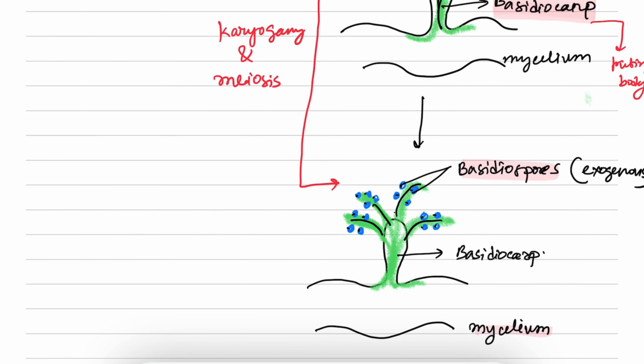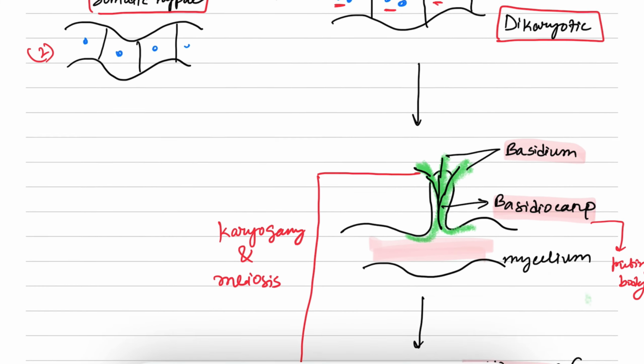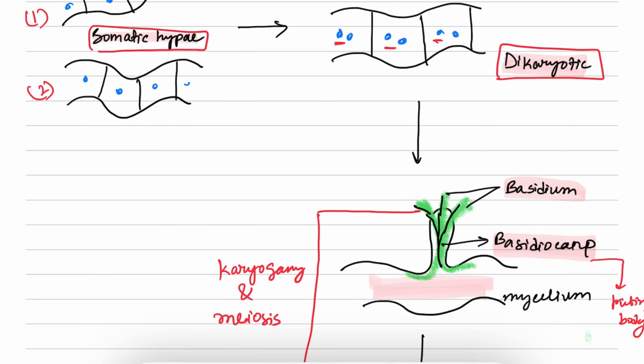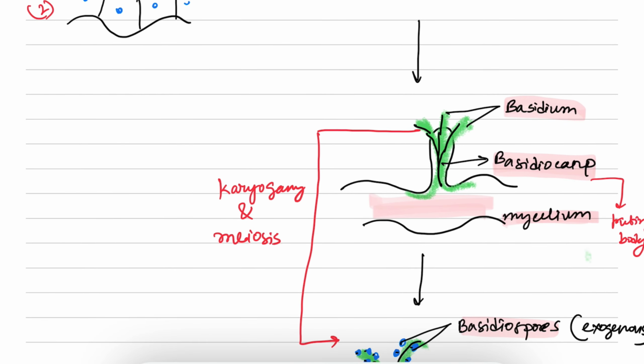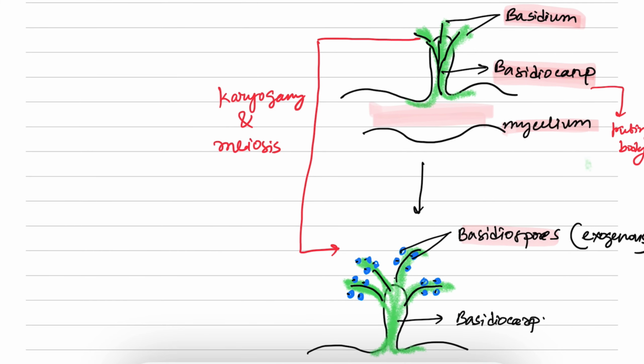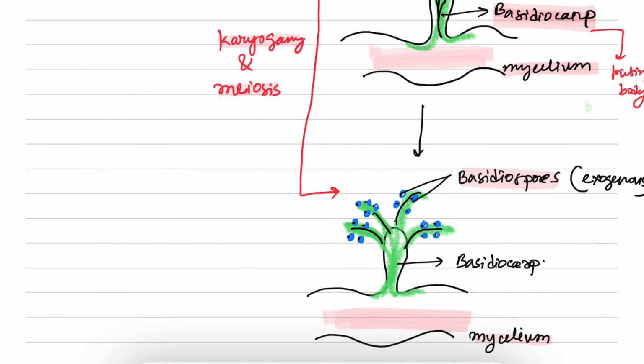And this whole thing is the mycelium. So what happens actually? Two somatic hyphae fuse together to form a dikaryotic stage, that is a multinucleated stage. This dikaryotic stage forms the mycelium. From it the basidium arises, and the basidia fuse together to form the fruiting body called basidiocarp. Now within the basidium, karyogamy and meiosis, that is reduction division, occur to form 4 basidiospores, 4 within each basidium. These basidiospores are produced outside the fruiting body, the basidiocarp, so they are exogenous.